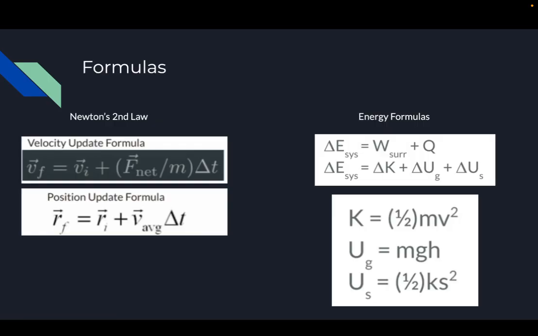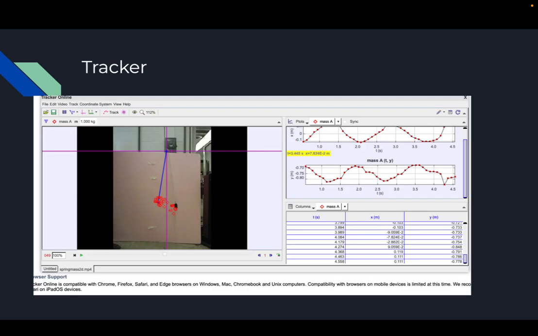Second, Newton's law. These are the formulas that we use. We use the second Newton's law, so we use the velocity update formula and the position update formula. And then the energy formulas we use were the work of the surroundings plus the heat, or delta K plus delta U, the change in potential energy of gravity plus the change in potential energy of the spring, equals the change in energy of the system, and other formulas.